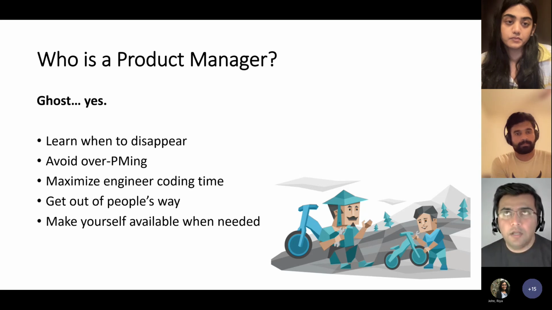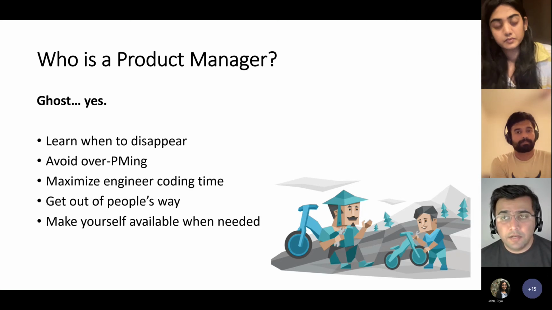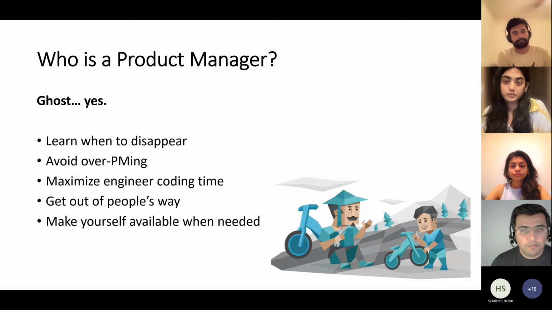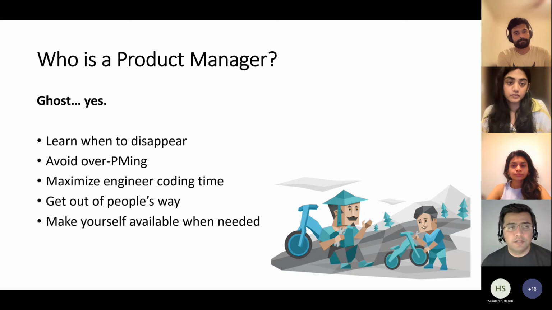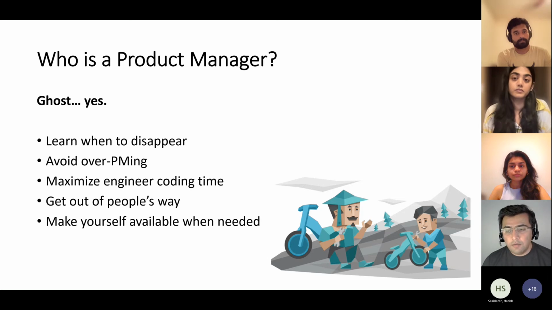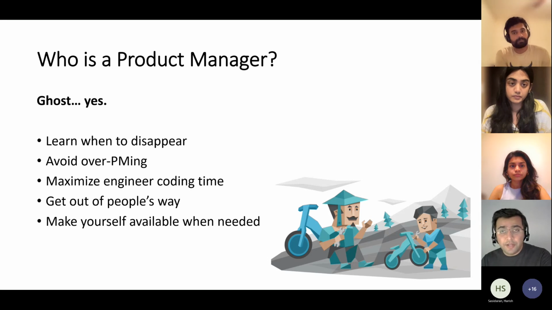At the core of it, your goal is to maximize your engineers' time and your designers' time. You will be super tempted to go out and help whoever needs help. But over time, you'll learn to say, okay, you know what, I'm going to disappear and let teams do their thing, and they will come to me when there is a problem I need to solve. This is what the role is about: really getting out of people's way, letting them do their stuff, and being available always to help them out.